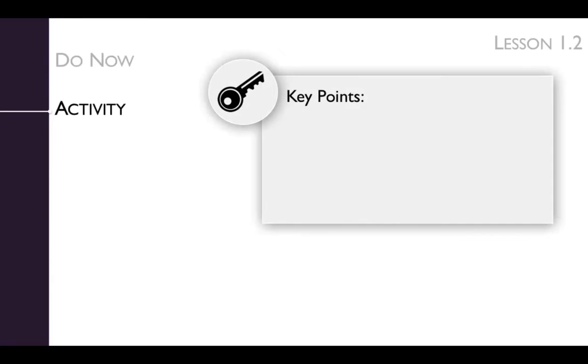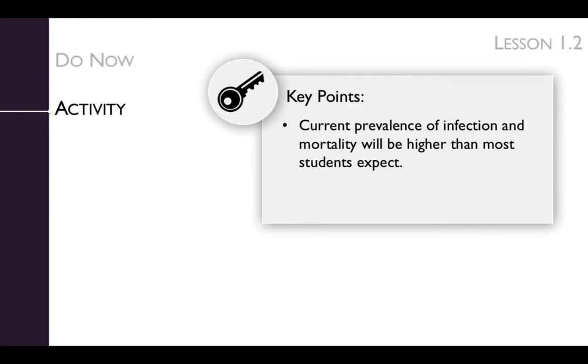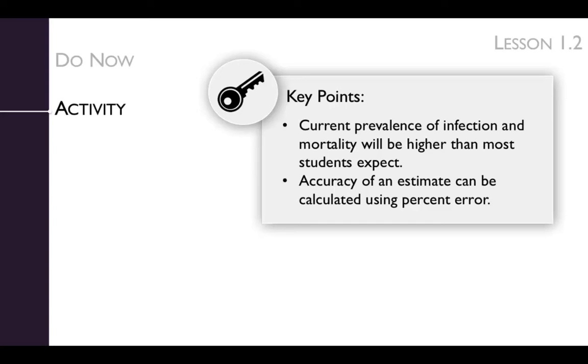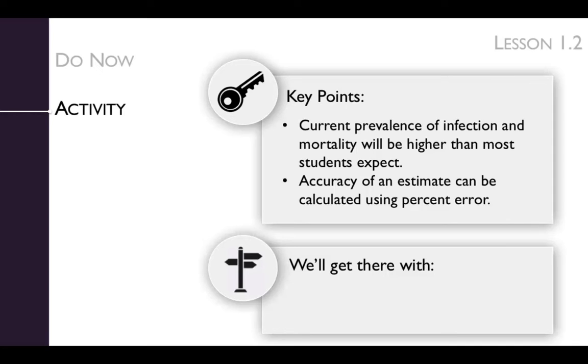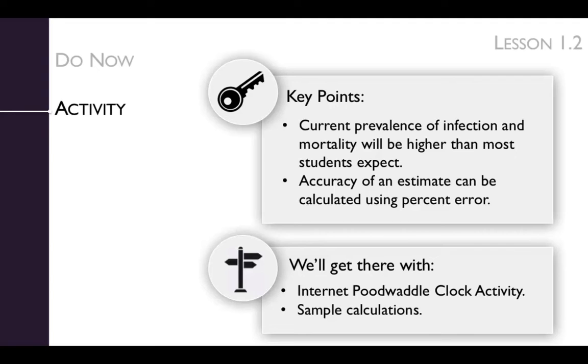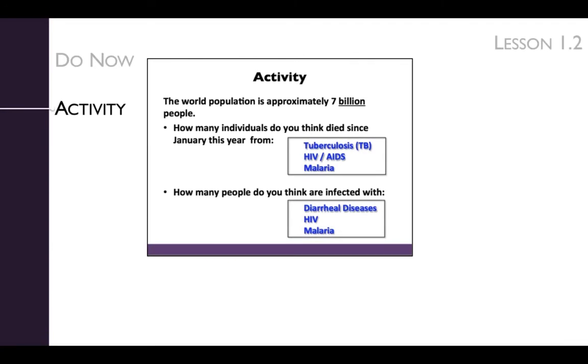The key points of the lesson's activity are that current prevalence of infection and mortality will be higher than most students expect, and accuracy of an estimate can be calculated using percent error. We'll get there by checking estimates of prevalence on the Poodwaddle Clock and then by calculating accuracy using percent error. Before opening the Poodwaddle Clock, have the students estimate how many people have died since January this year from, or are infected with, TB, HIV, and malaria. You may need to briefly introduce TB, HIV, and malaria and diarrheal diseases first.